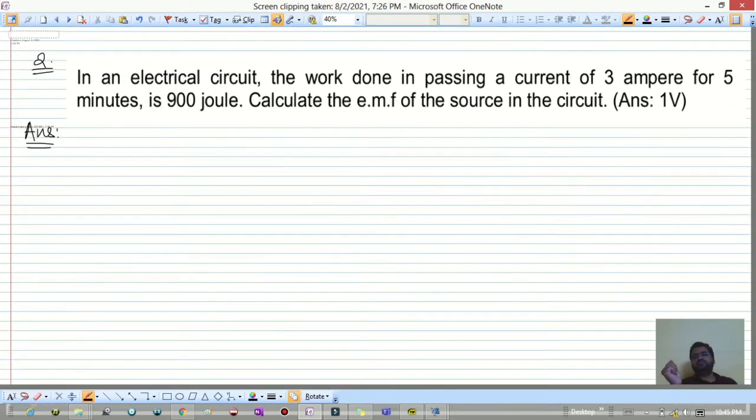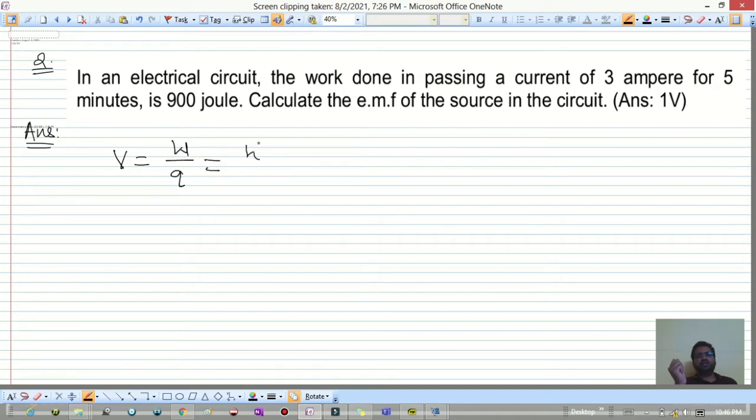So next, second one: in an electrical circuit, the work done in passing a current of 3 ampere for 5 minutes is 900 joule. So work done is given. Calculate the EMF of a source in the circuit. Okay. So what is the work done per unit charge? It is the potential difference, isn't it? So V is equal to work done per unit charge.